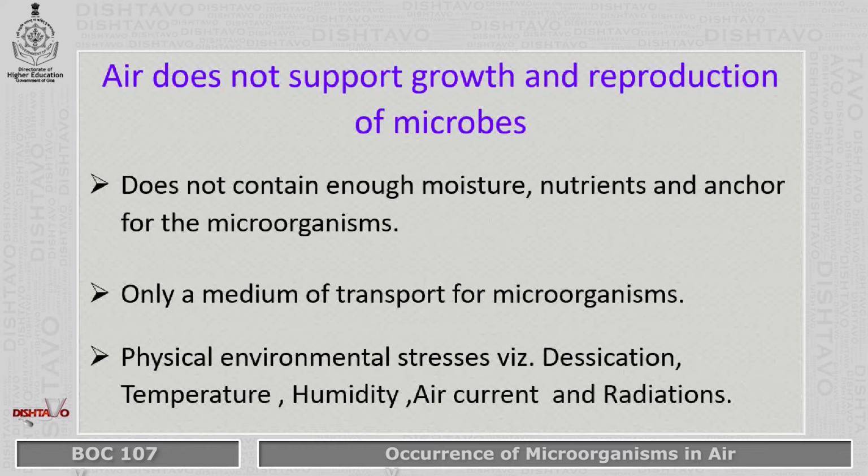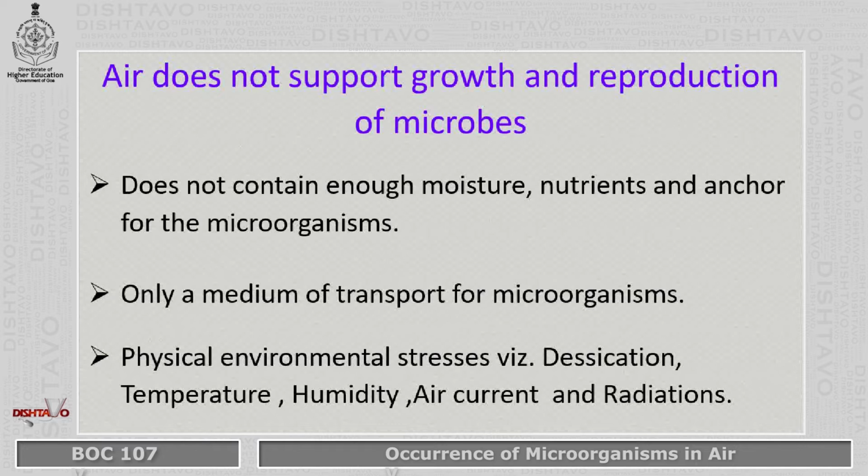Besides this, the microorganisms have to bear a lot of physical environmental stresses once they are present in the atmospheric column. One of which is desiccation, which is a primary environmental stress they have to face. This will decide how long they will be able to survive in the atmosphere. Next is the temperature. The organisms are unable to survive at high temperatures because their proteins get denatured.